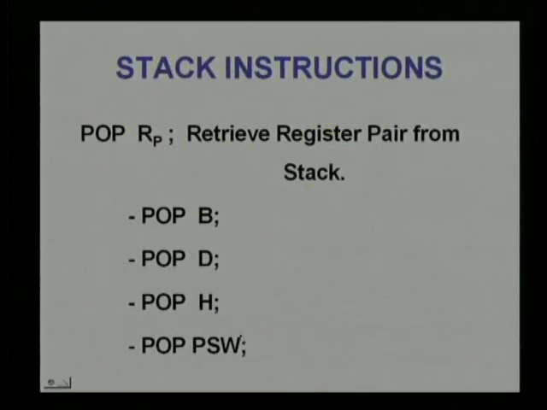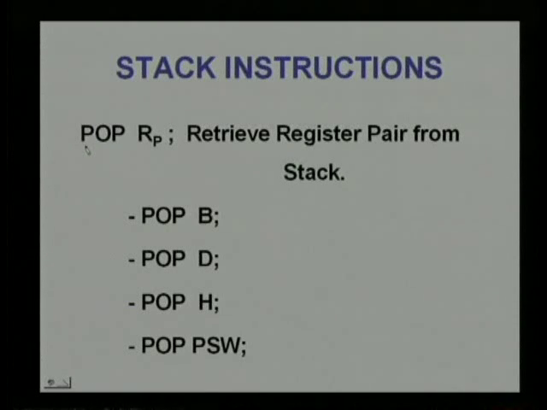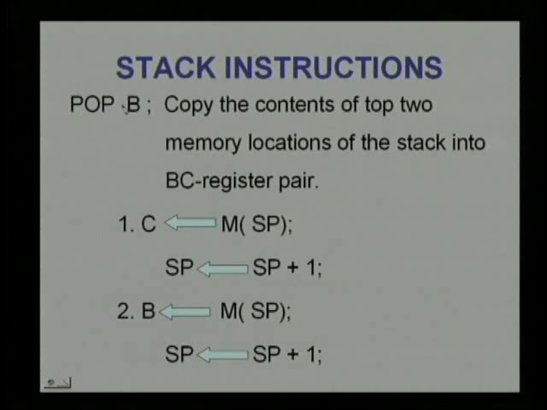Now let us see how to retrieve the data stored in the stack into any register pair. So for that we use pop instruction, pop RP. RP stands for a register pair. It can be BC pair or DE pair or HL pair. And in this case we can also pop the program status word, that is accumulator and status of flag. Now let us consider one example, say pop B.